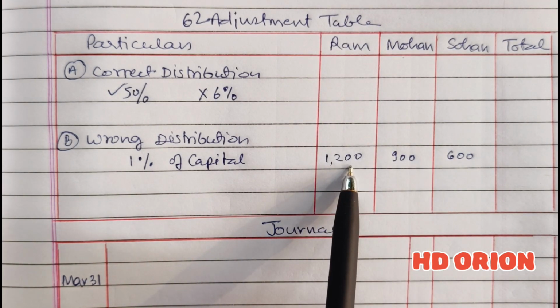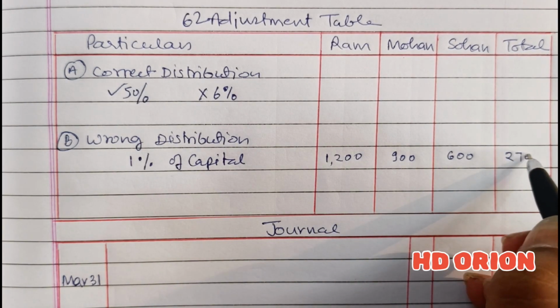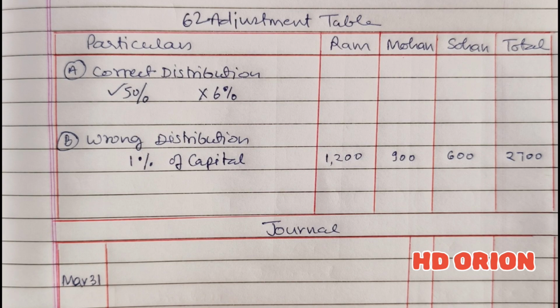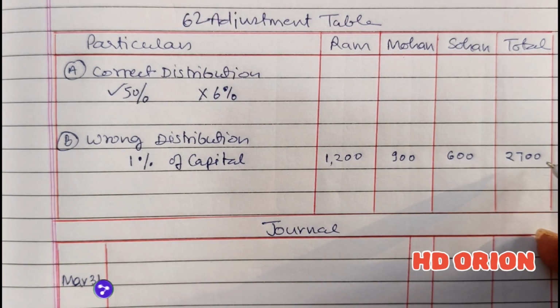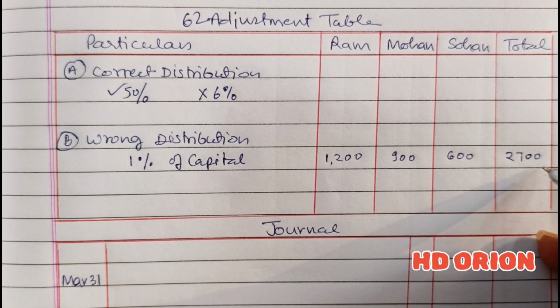So grand total of it is how much? 2,700 rupees. So out of the total net profit for the year, only 2,700 has been misappropriated to them, and that is what we have to correct. We need not know the full net profit of that particular year. This is the amount which has been wrongly given to the partners.